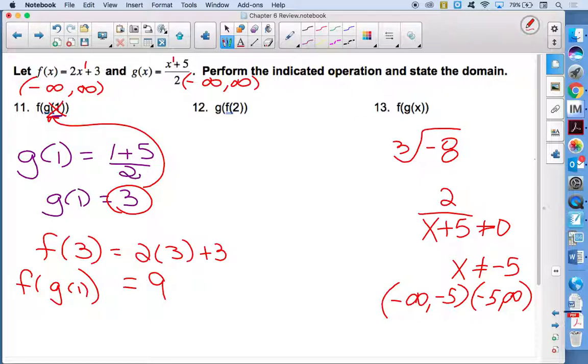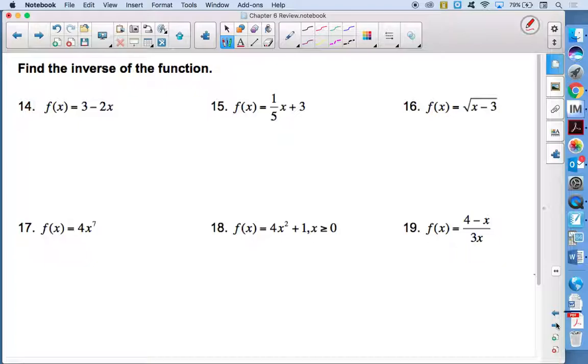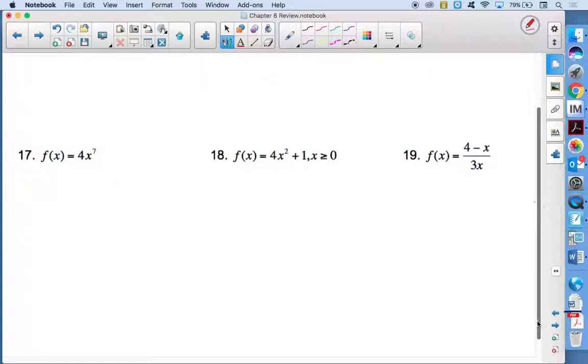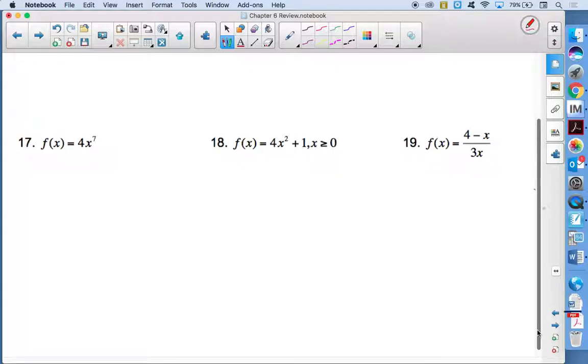Okay, so if you look at number 19, number 19 says to find the inverse of the function. So remember inverses. The first thing to do is to take the f of x and make it y. Well, that's pretty easy here. And then what are you supposed to do to find an inverse? Like what's the process, the steps? Caitlin? Replace y for x. So replace y for x and x for y.